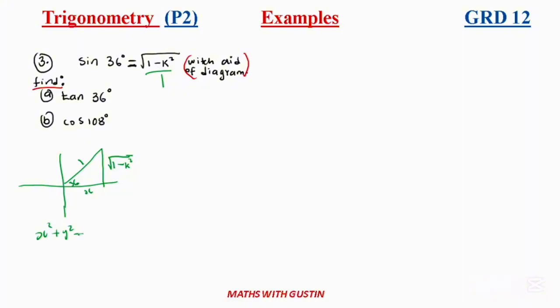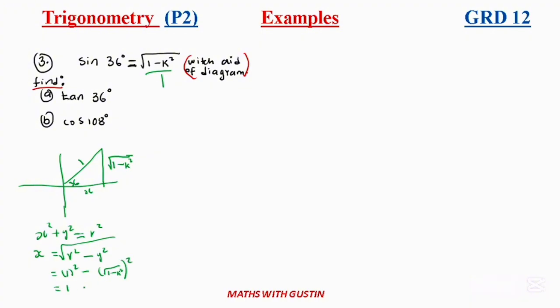All right. So now it's equal to r squared. So we're looking for x. Therefore, we're going to have to say r squared minus y squared. Okay. So now r is 1 squared minus, here we're going to have a square root. So here we're going to have, in brackets, the square root of 1 minus k squared, all squared.